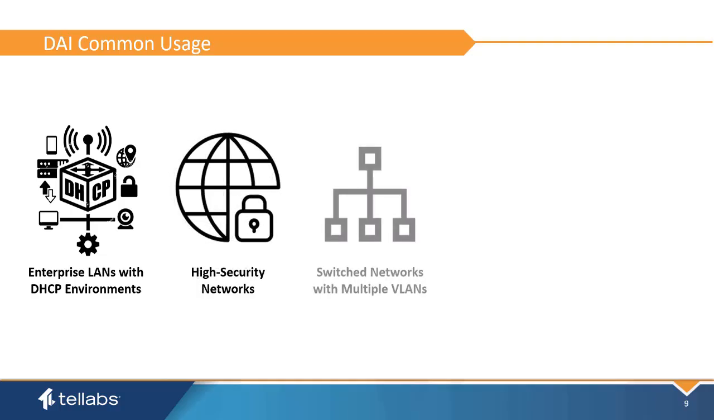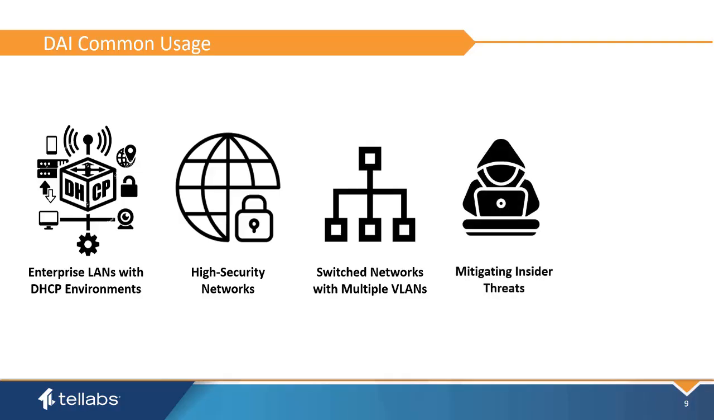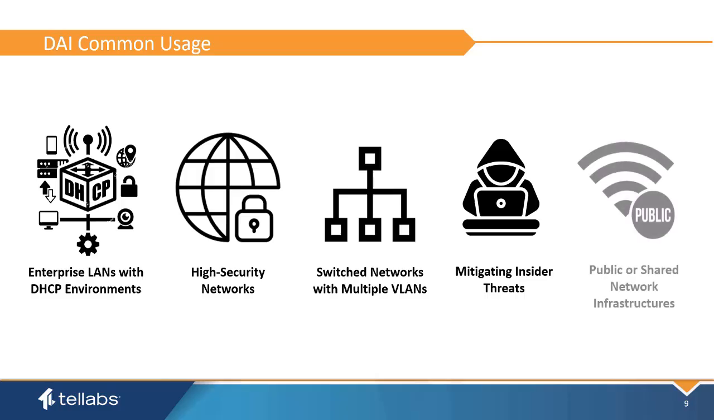DAI is deployed in multi-VLAN environments to prevent ARP poisoning across VLANs, ensuring that devices in one VLAN cannot spoof addresses in another. In scenarios where internal devices might be compromised, DAI prevents malicious or misconfigured devices from disrupting network communication through ARP spoofing. In environments like universities, hotels, or public Wi-Fi networks, DAI helps secure the network by ensuring only authorized ARP traffic is allowed, reducing the risk of attacks from untrusted devices.